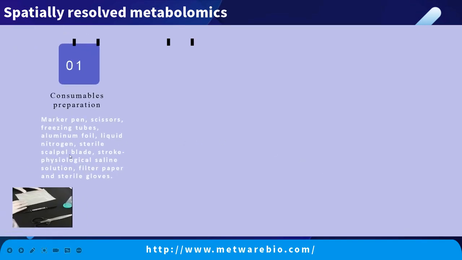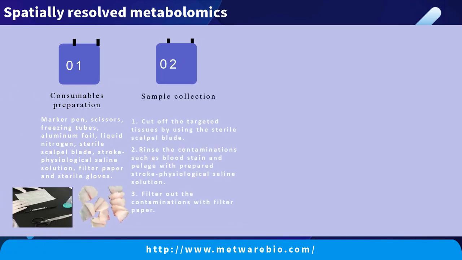First of all, we need to prepare reagents and consumables before sampling, such as sterile scalpels, scissors, and tinfoil. After preparation, we need to do sampling. Second, we can cut off the relevant part of animals and plants, then rinse off contaminations such as bloodstain and pelage with prepared normal physiological saline solution. Quick freeze the clean samples in liquid nitrogen.